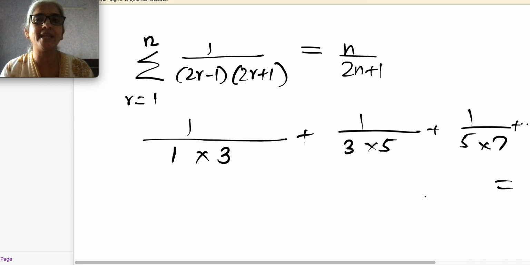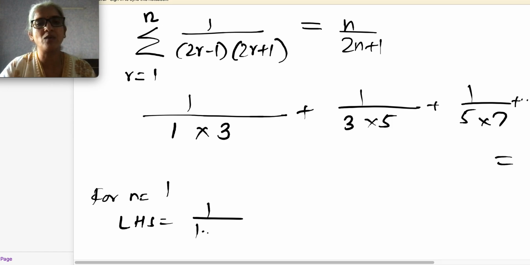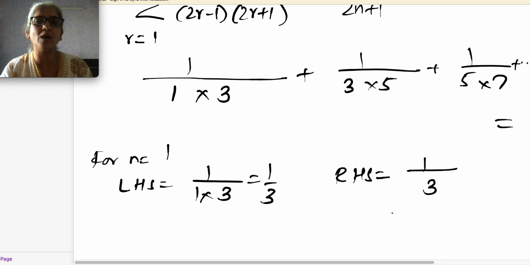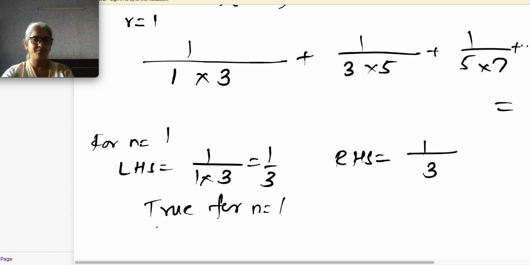So we start with n equal to 1. For n equal to 1, what happens? There is only one term. So the LHS will be 1 upon 1 times 3, which is 1/3. And the RHS will be, n is 1, so 1 upon 3. So LHS is equal to RHS, therefore true for n equal to 1. For n equal to k, assume true.